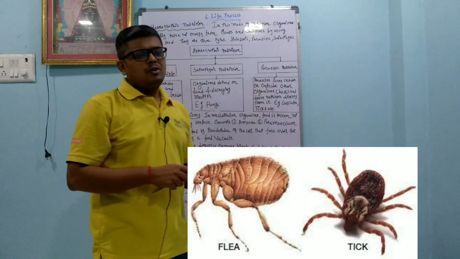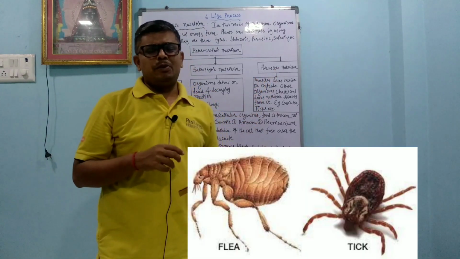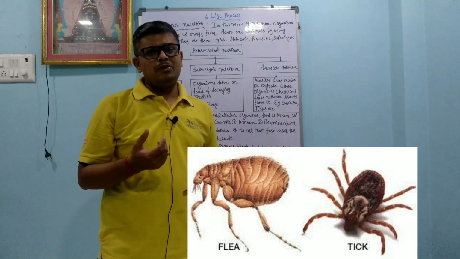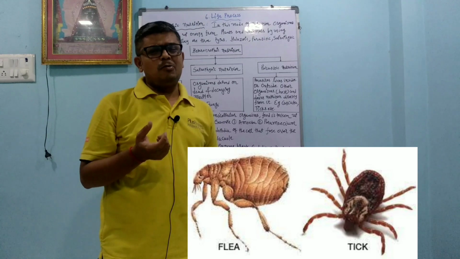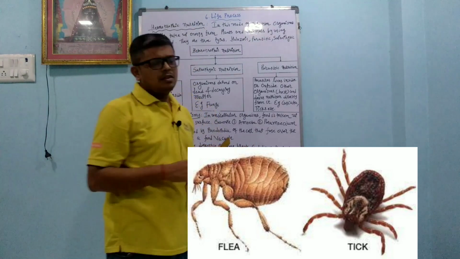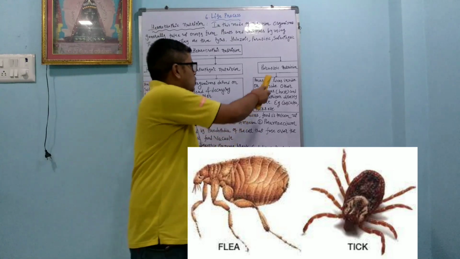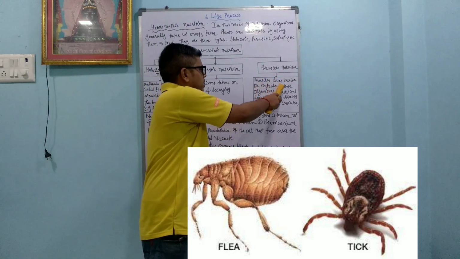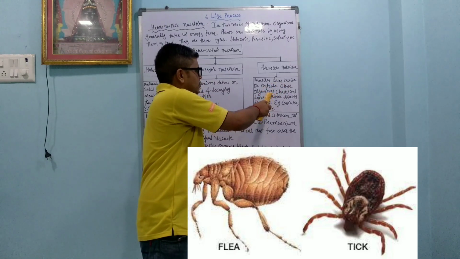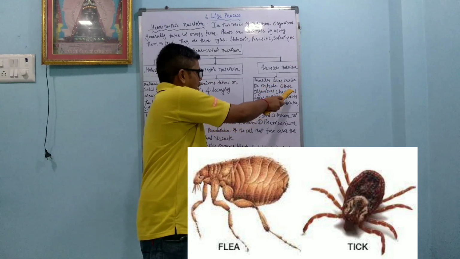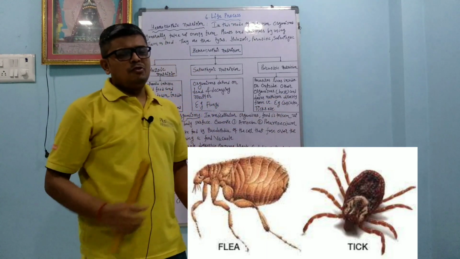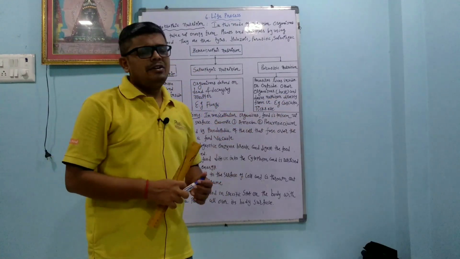Parasitic mode of nutrition. There are two types: endoparasite and ectoparasite. If the organism depends on the inside of the body, it is called an endoparasite, and if it depends on the outside of the body, it is called an ectoparasite. In the parasitic mode of nutrition, the parasite lives inside or outside another organism and derives nutrition directly from it. Examples are cascata and ticks.